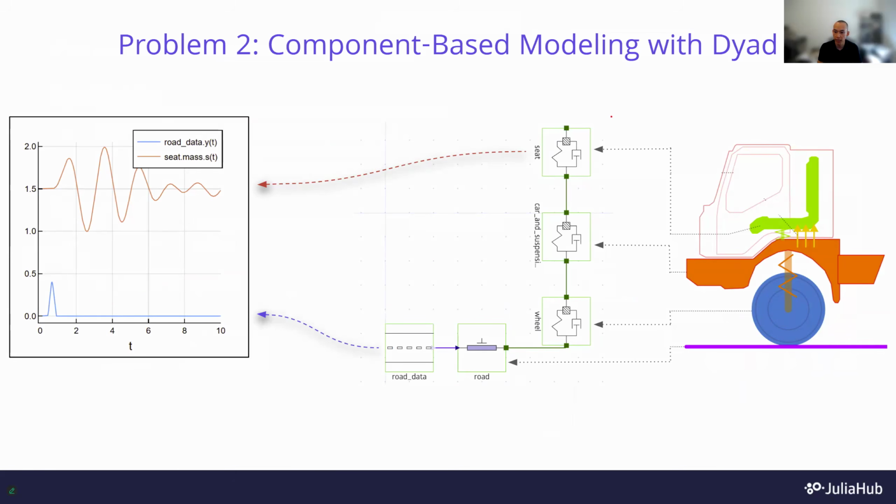Sitting on top of the road is a vehicle, which is modeled as a seat, a suspension system, and a wheel. On the left side, you can see that the seat position begins at 1.5. Then as it moves over the bump in the road, we get this oscillating effect that you see right here. Okay, so let's take a look at how we might model something like this with Dyad.